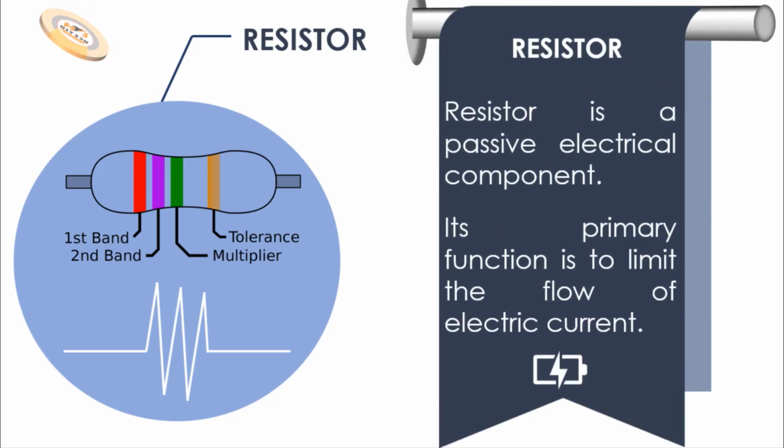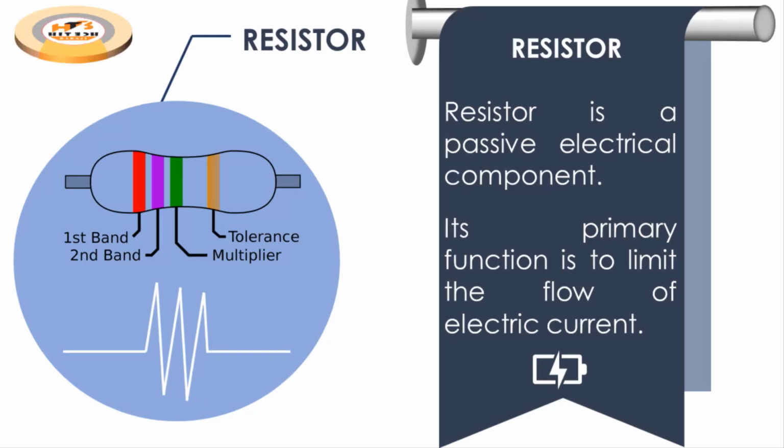Resistor is a passive electrical component. What is a resistor? A resistor is a passive electrical component like a capacitor or inductor. So it is one among the other passive electrical components, with its primary function to control or limit the flow of electrical current in a circuit.